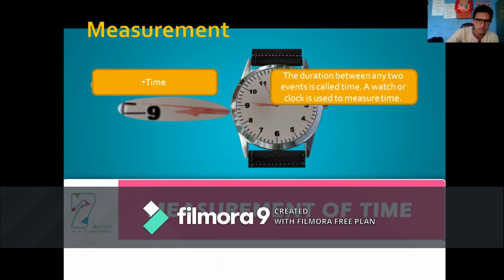And other units are also there. Other measurements are also there. So you should know that. We should read them also.